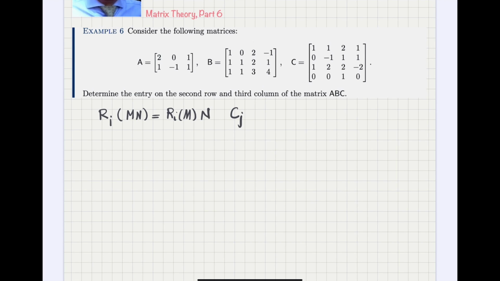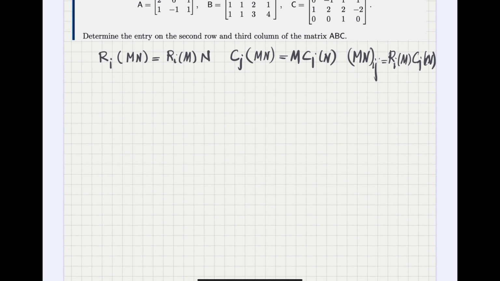If I want to find the jth column of the product, you take the matrix M as a whole and multiply it by the jth column of the matrix on the right. And if you are interested in the entry Mn of Ij, you can take the ith row of M and multiply it by the jth column of N. Yes?